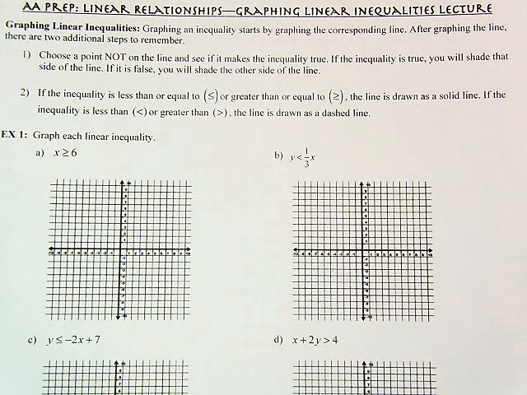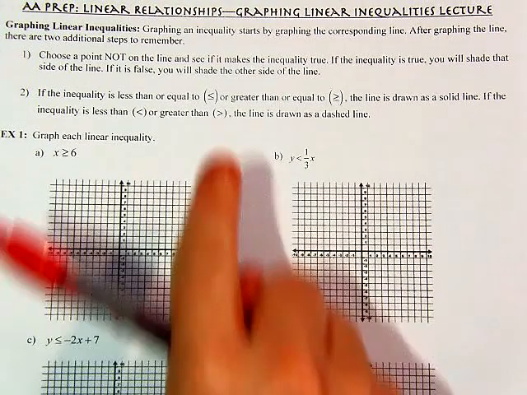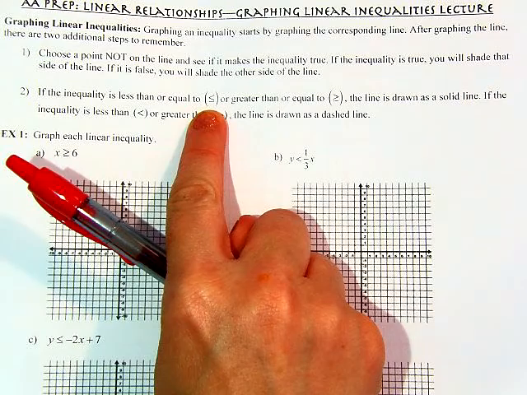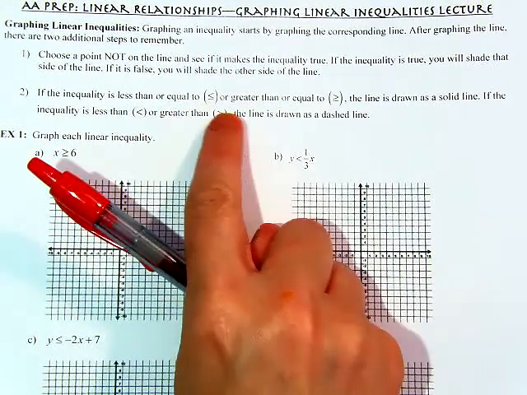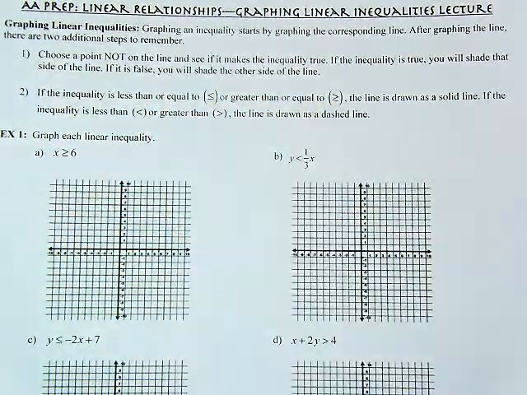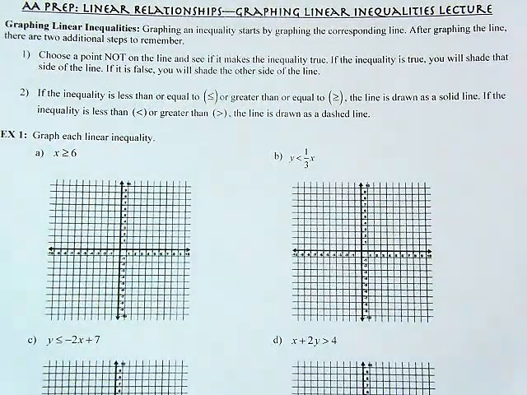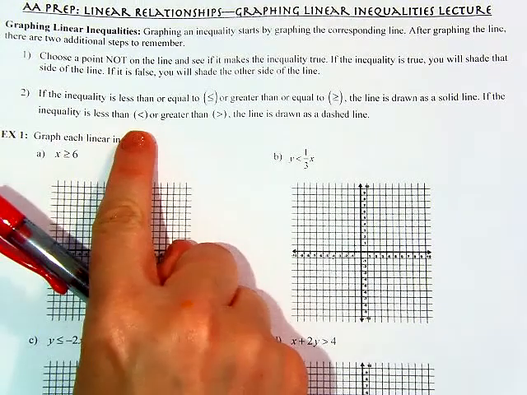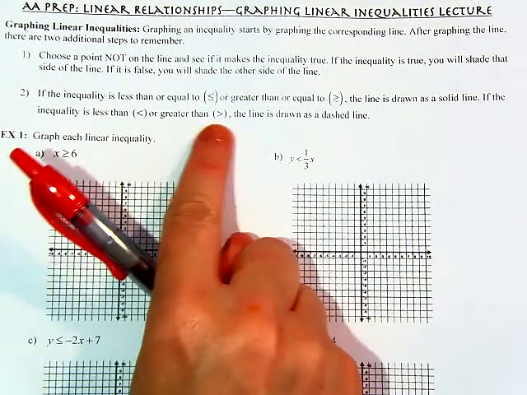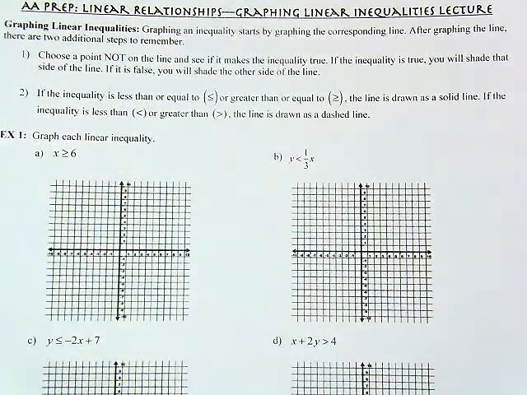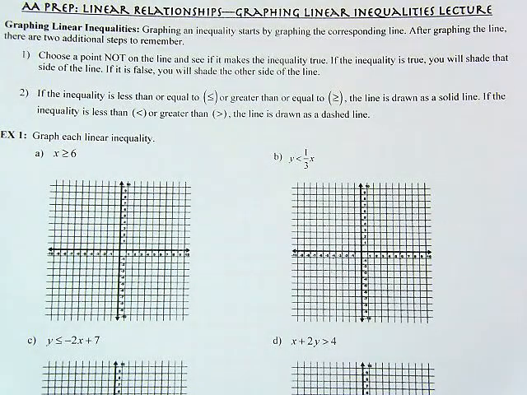And then for 2, if the inequality is less than or equal to, or greater than or equal to, right here has a little dash underneath it, then the line part is solid. If the inequality is less than or greater than, so no dash underneath, then the line drawn is dashed. Okay, let's work through a few examples.